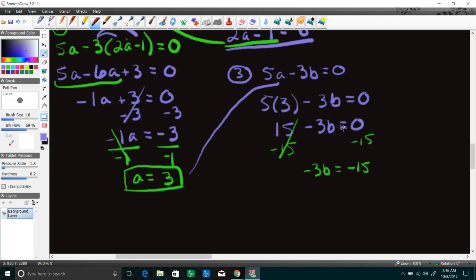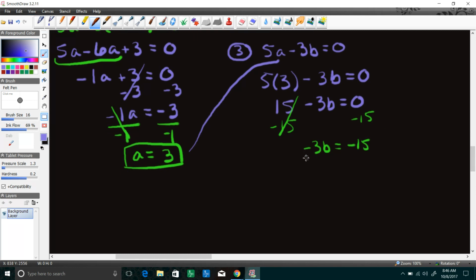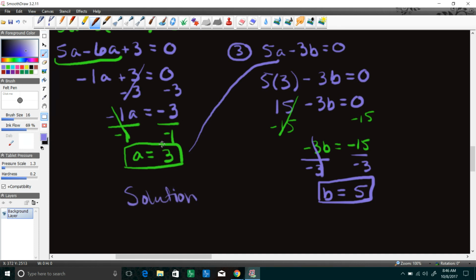And now I have negative 3b equals negative 15. So to get rid of the negative 3, I divide because that's multiplication. So I do the opposite, which is division. This will give me a 1, so I can cross it out. So I have b is equal to negative 15 divided by negative 3, which is positive 5. So my solution for this one is going to be a equals 3 and b equals 5.